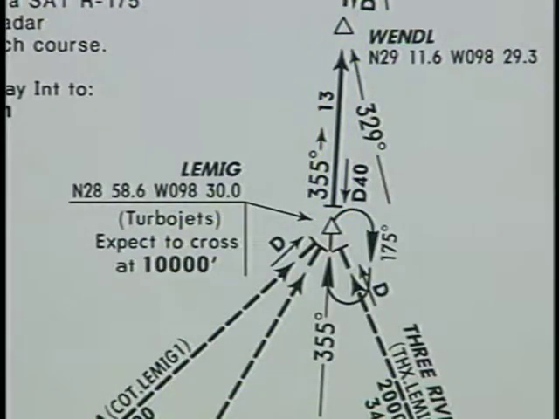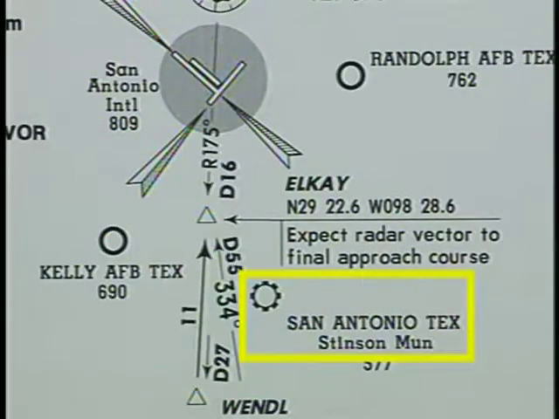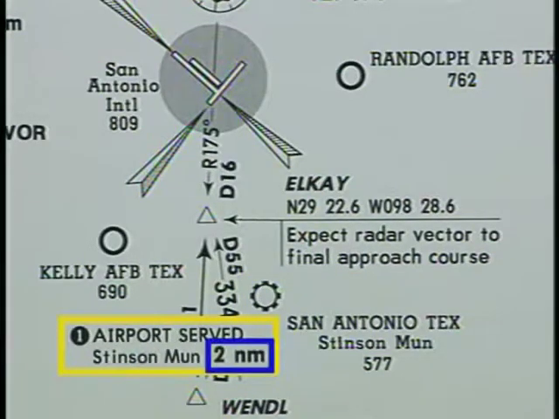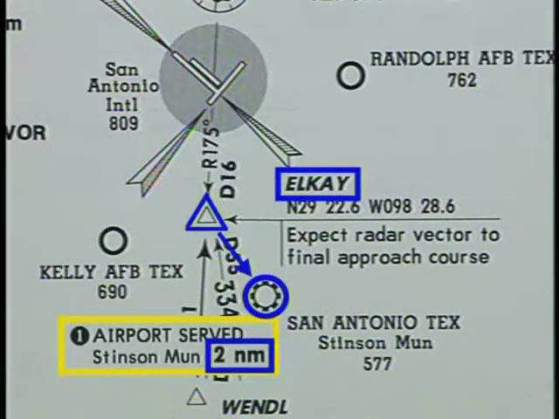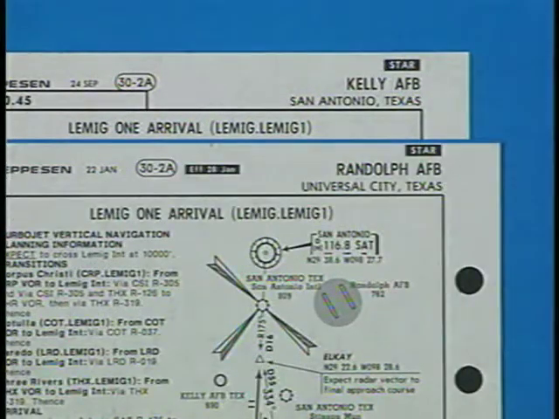You will also notice that the STAR is named for the fix at which the arrival route begins. In addition to San Antonio International Airport, the Lemig 1 arrival also serves Stinson Municipal Airport. Notice that the chart provides the direct distance from LK intersection, where radar vectors begin, to the airport served. Kelly Air Force Base and Randolph Air Force Base are served by other versions of this STAR that are included in military subscriptions.